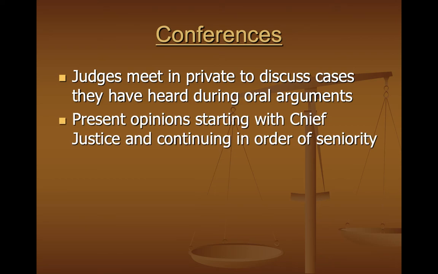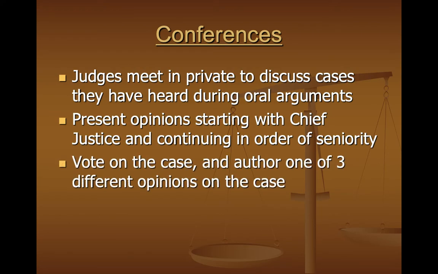In a conference session, the judges each present their opinion to the other 8 justices on the court and explain how they think the case should be resolved. This process usually begins with the Chief Justice going first and then continues through the 9 judges in order of seniority, with the most tenured judge going first and the least tenured judge issuing their opinion last. Once all 9 judges have issued their opinions in conference, they take a vote on the case and ultimately author one of 3 potential opinions that they will issue regarding the case and its outcome.